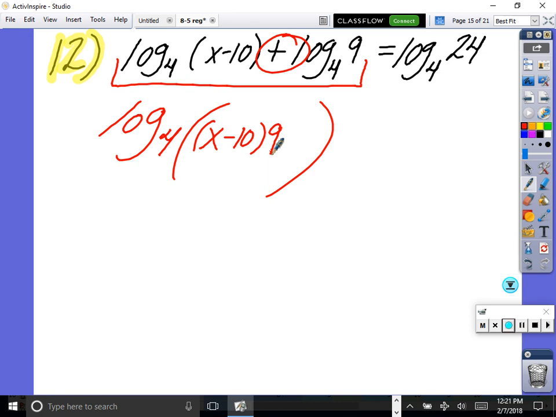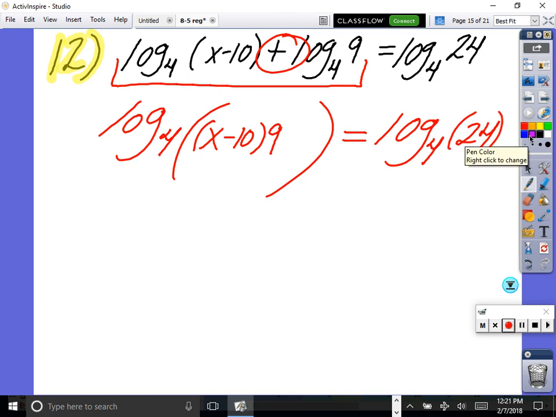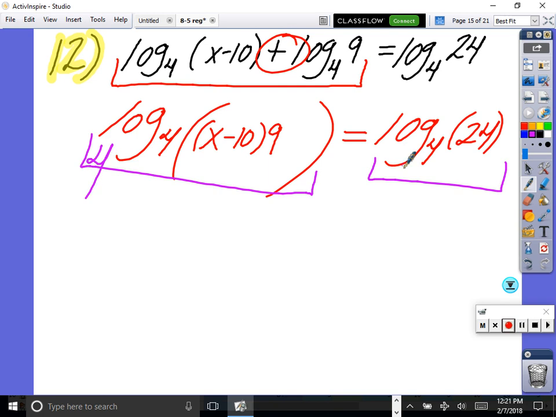We could multiply it in, sure. And then over here we have equals log to the base 4 of 24. So we use properties of logarithms to make it one logarithm. Now you can have one logarithm on each side of the equation. That's fine. Nothing's added or subtracted to those, so we're good. So now undo the log. Base 4, both sides of the equation.